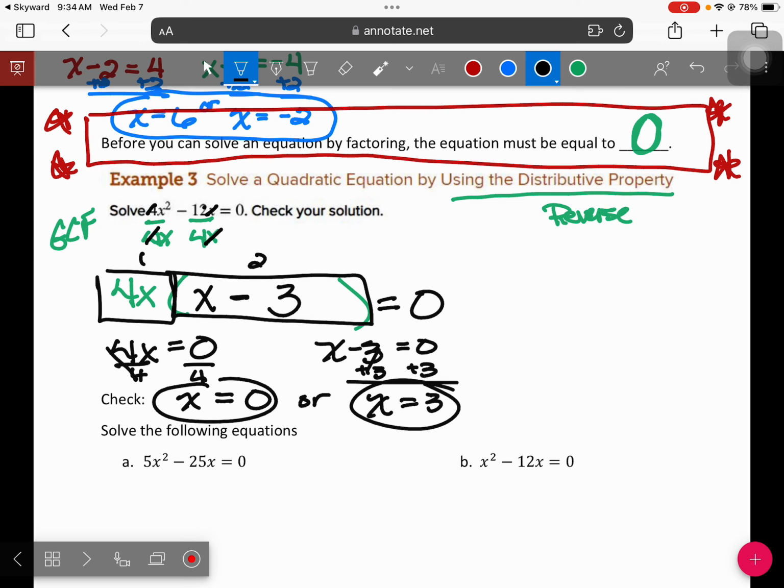Then it says to check. How would you check for these? Yes, substitute those values in. Go ahead and do that at your seats while I am taking care of business.